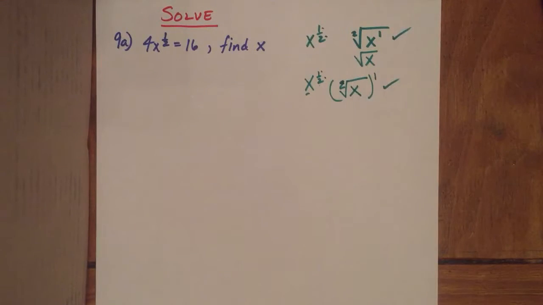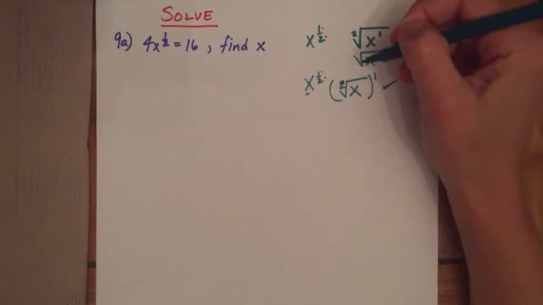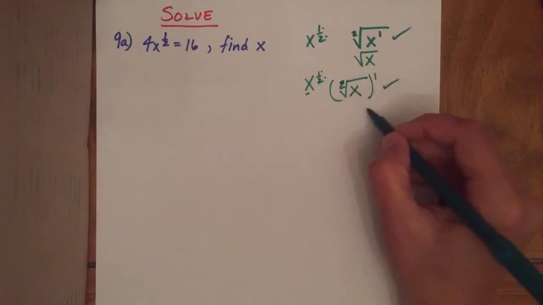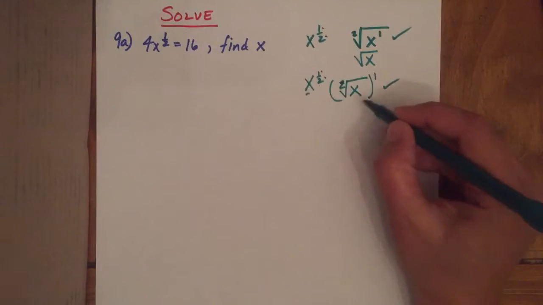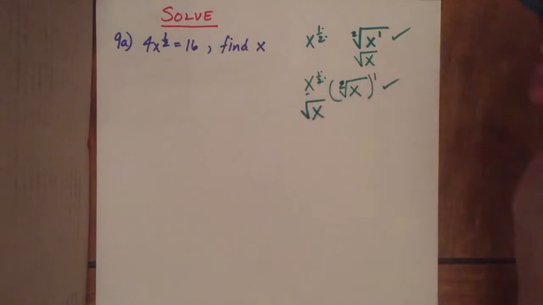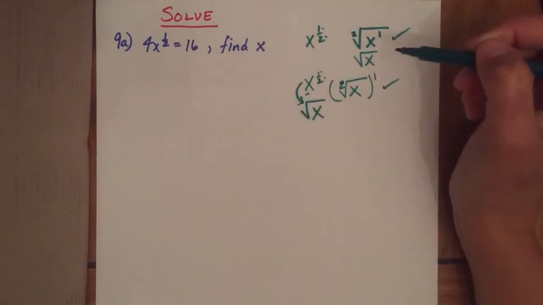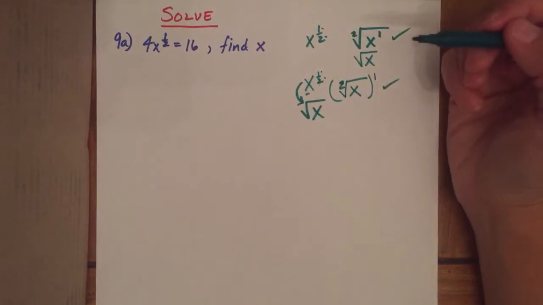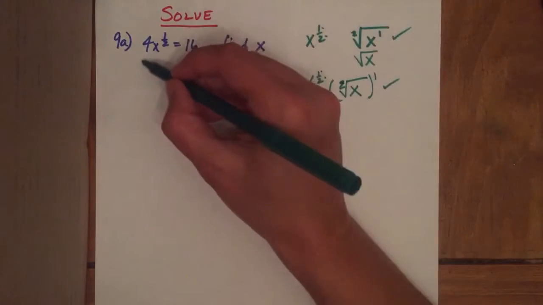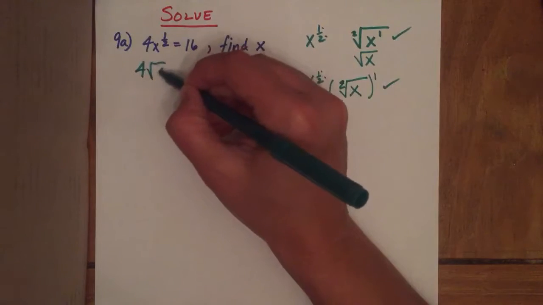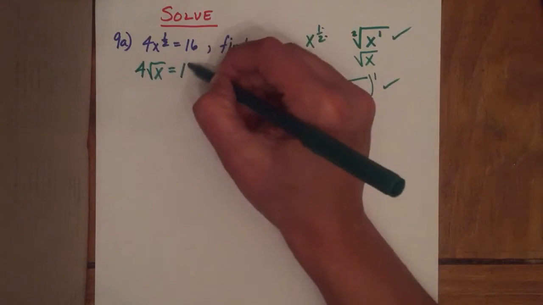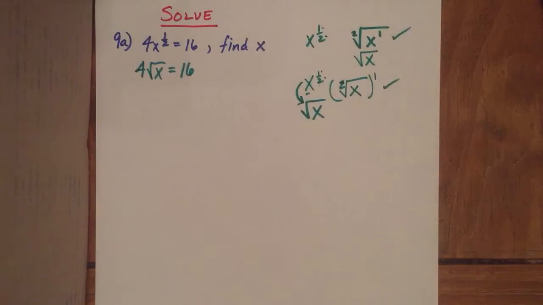But basically, when you have square root, you don't have to write the 2 in there. It's understood that it's a square root. So x to the 1/2 is essentially the square root of x. That's what this is. To the 1/2 is the square root. So what I got over here is I'm going to rewrite this as 4 square root of x equals 16.